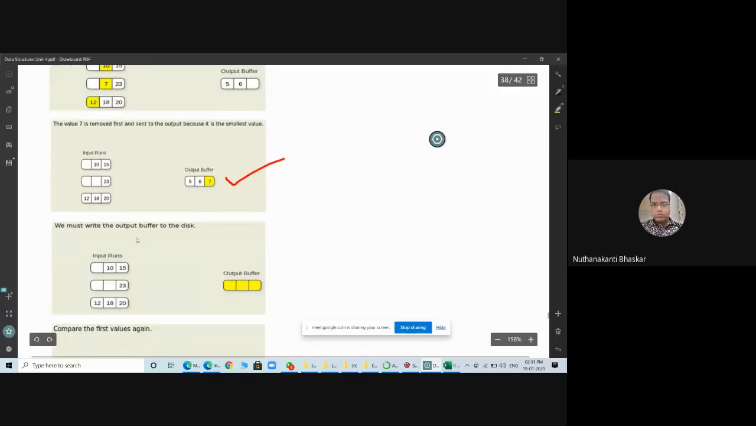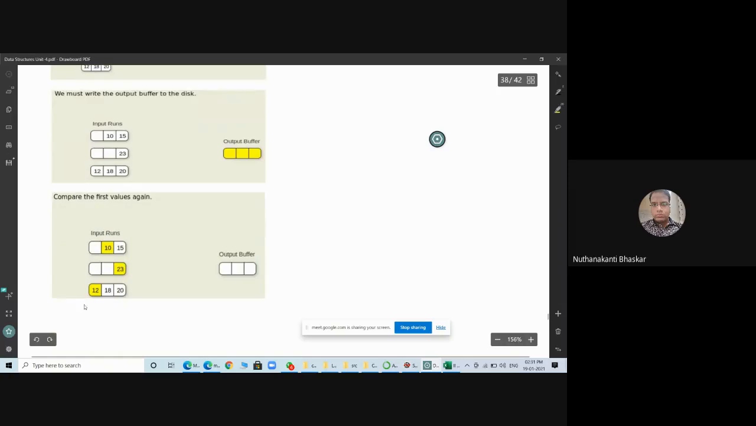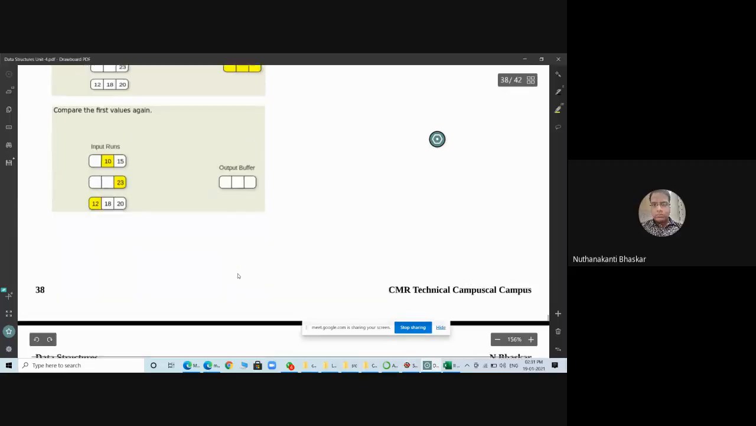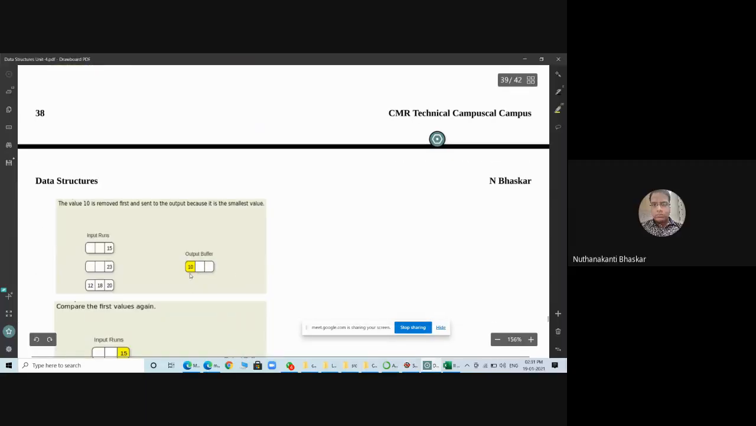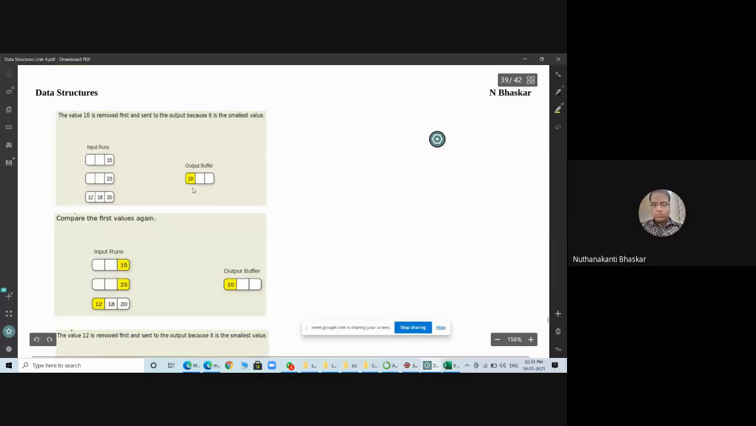Now again we need to select the first elements. 10, 23, 12, which is the smallest? 10 is the smallest. Then 10 is stored into the next buffer. Are you clear? Yes, sir.